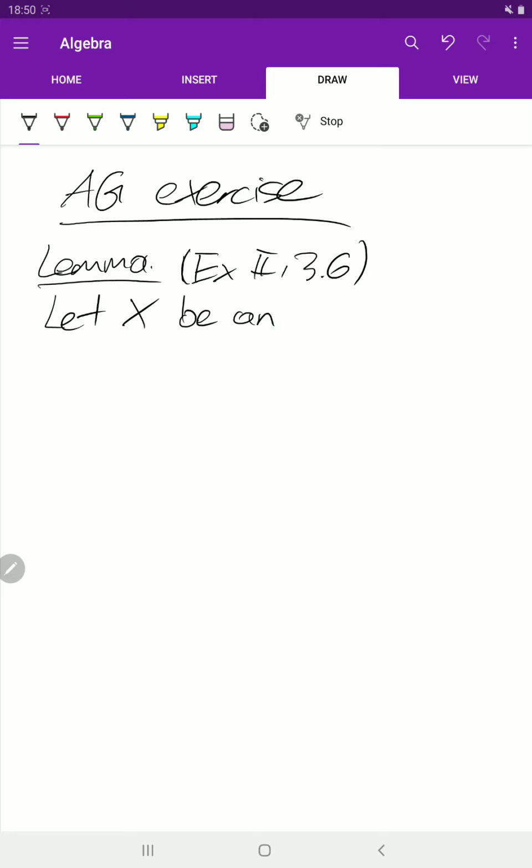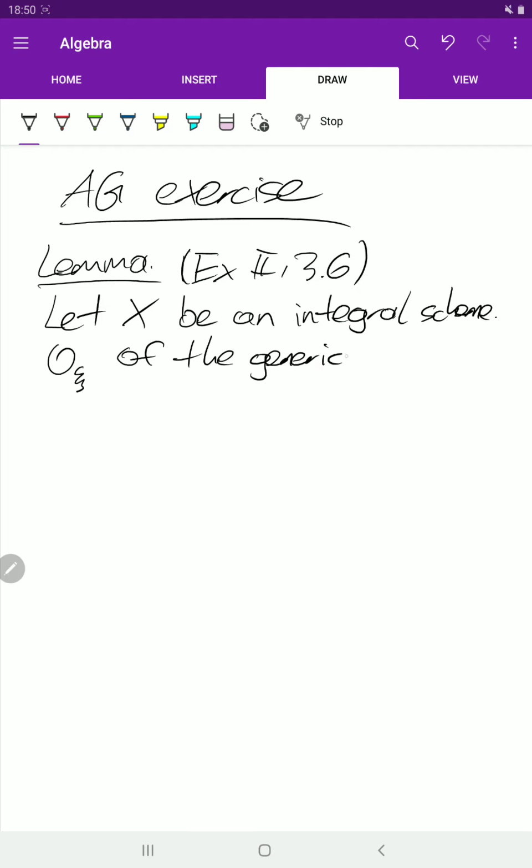So let's say X is an integral scheme. And what we want to show is, well, maybe I state it as a lemma: the local ring O_xi of the generic point xi of the scheme X is a field, which will be called the function field of the scheme. And so that's what we want to show.